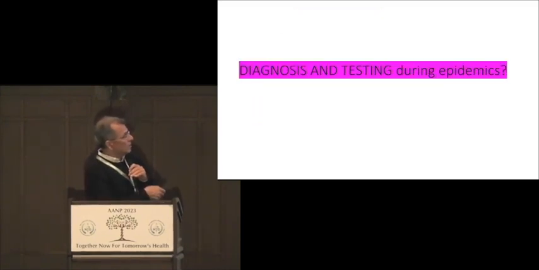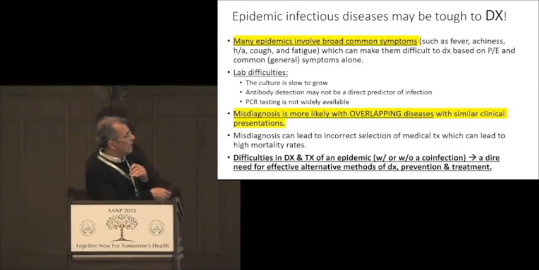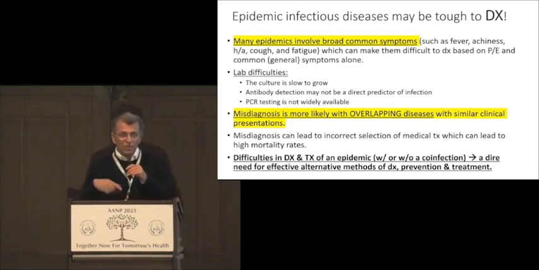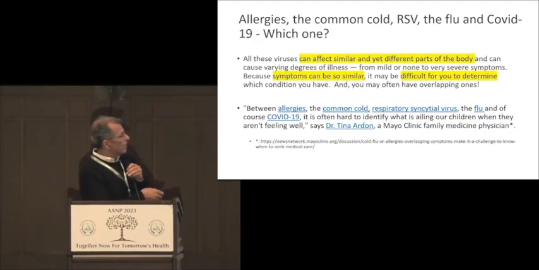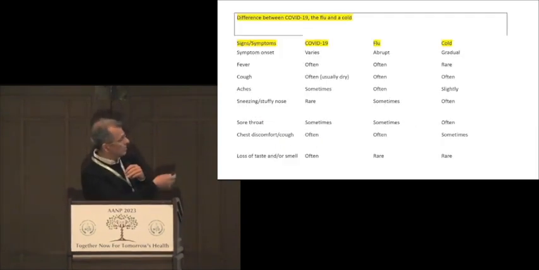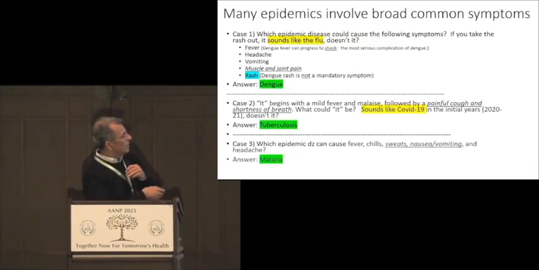So let's talk about diagnosis and testing briefly during epidemics. As you know, most epidemics involve broad common symptoms like fever, achiness, cough, fatigue, headache. So it's really difficult to tell what you're looking at without a lab diagnosis. Misdiagnosis during overlapping infections is more of a concern. So let's say, just looking at allergies, common cold, RSV, flu, COVID, how do you know which one the patient is presenting with? It's very difficult to know because they're similar, as you can see in that chart. And let's take dengue, which is the fastest spreading epidemic in the world. It really sounds like the flu when you look at the symptoms of dengue. Tuberculosis, which is the second killer in the world after COVID, is very similar to COVID, and so on and so forth.